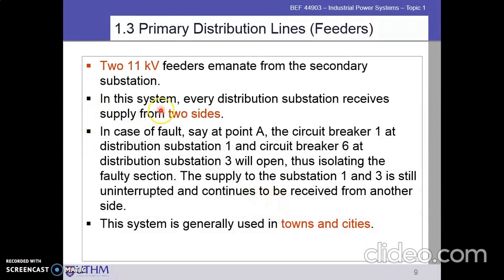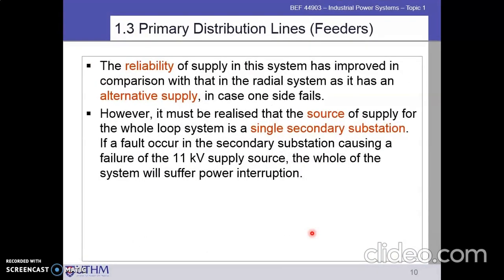Okay, next. This is the explanation for what I have explained before, so you can just read. This system is generally used in towns and cities. The reliability of the supply in the system has improved in comparison with that in the radial system, as it has an alternative supply, because there are two incoming supplies from the substation.